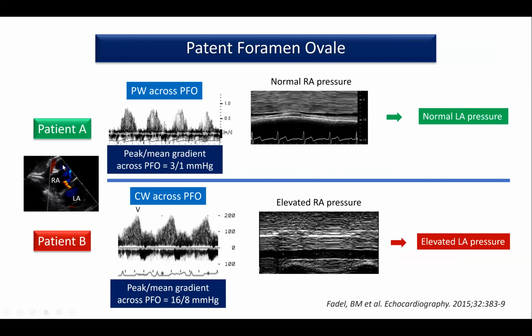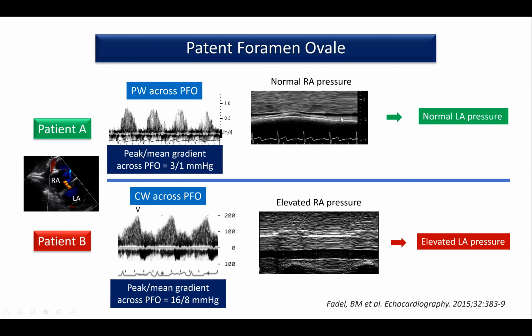You have two patients here, patient A and patient B. Patient A has, you can see, a PFO with flow going from the left atrium to the right atrium. You should try to get linear with this flow. And if you do, this is the pulse wave Doppler across the patent foramen ovale. You can see a peak and mean gradient of 3 and 1 millimeter of mercury. So the difference, LA minus RA pressure: the peak gradient is only 3 and the mean gradient is only 1.